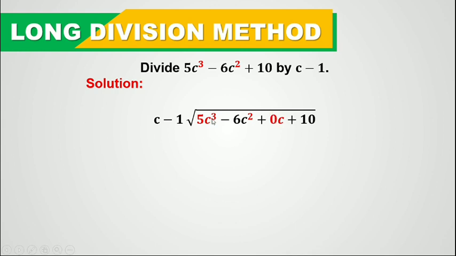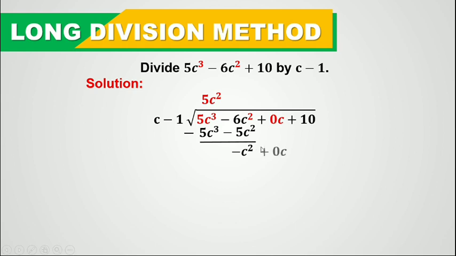So 5c cubed divided by c, that's 5c squared, and then 5c squared times c, that's 5c cubed, and then 5c squared times negative 1, that's negative 5c squared. And then let's subtract them. So 5c cubed minus 5c cubed, that's 0. And then negative 6c squared minus negative 5c squared, that's negative c squared.